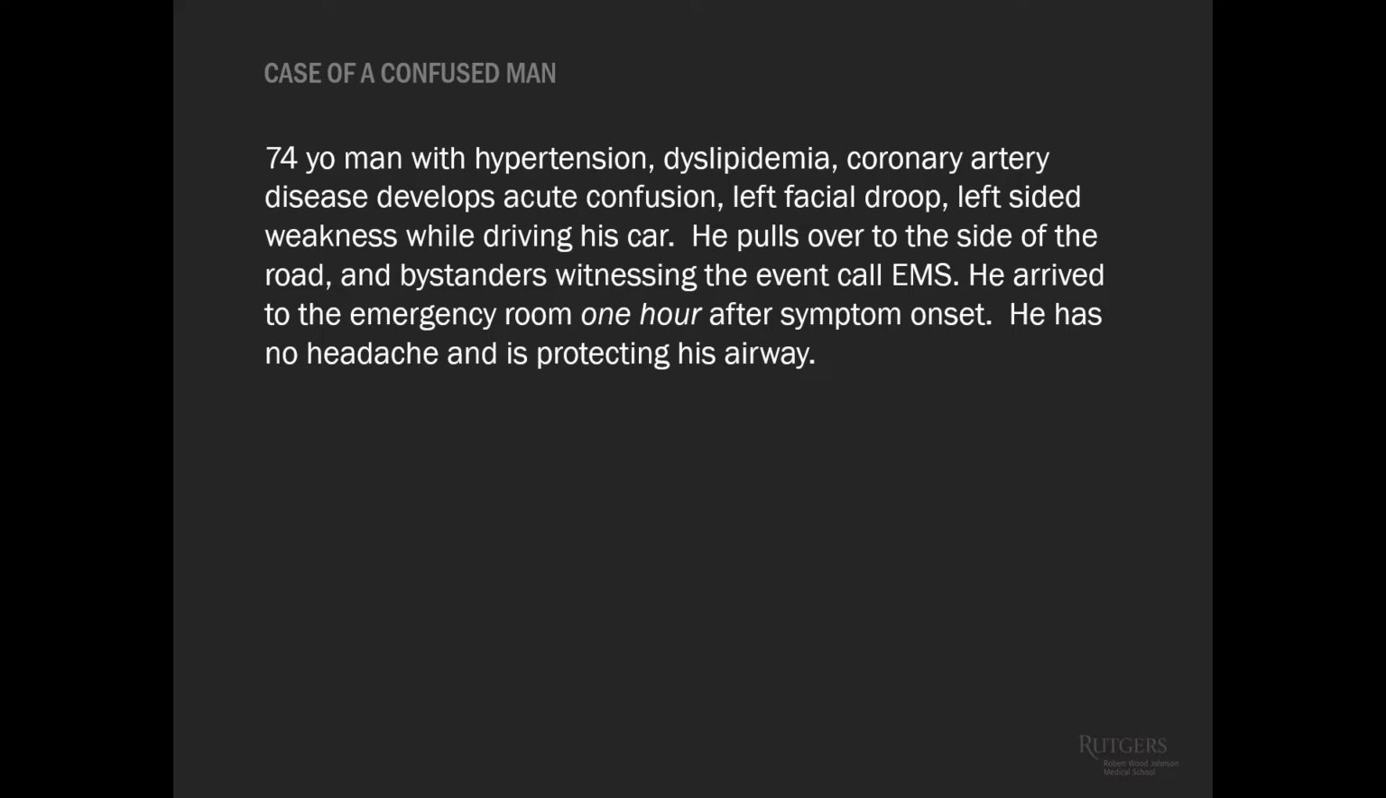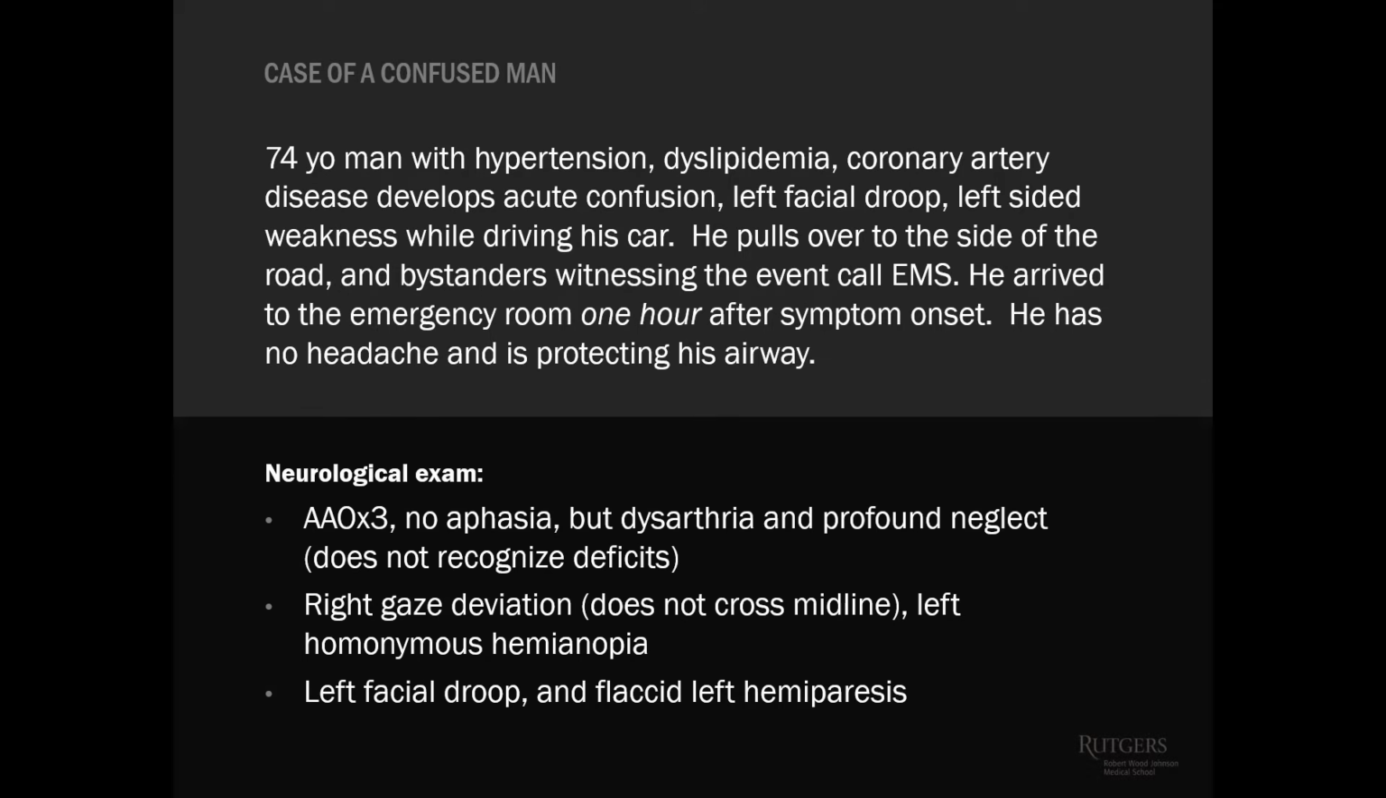He has no headache, and he's able to protect his airway. You're examining him in the emergency room, and you notice that he's alert, awake, he's oriented to place, person, and time. He has no aphasia, but his speech is slurred, he has dysarthria, and profound neglect. He doesn't even recognize that he has left-sided weakness. He also has right gaze deviation, and no matter how hard you try, you can't get him to cross midline with his eyes. He also has left field cut, left facial droop, and flaccid left hemiparesis.